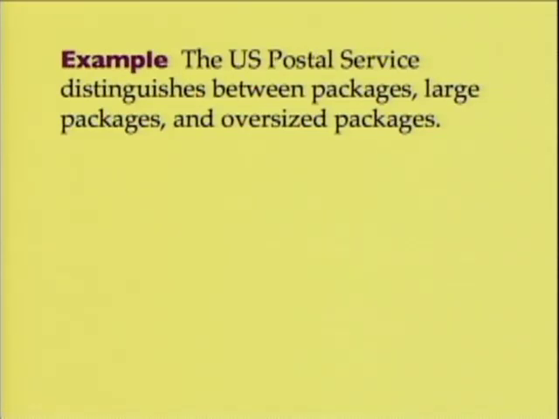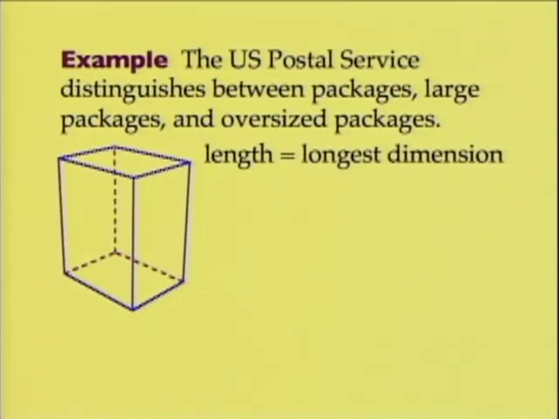The example I'd like to show you involves the US Postal Service. They distinguish between packages, large packages, and oversized packages. And the way they do that is they take a look at two values of the box that you're sending, the length, which is the longest dimension. In this case, in this picture, it would be the up and down dimension.